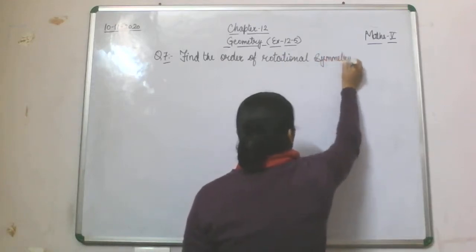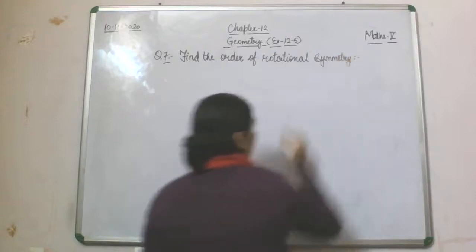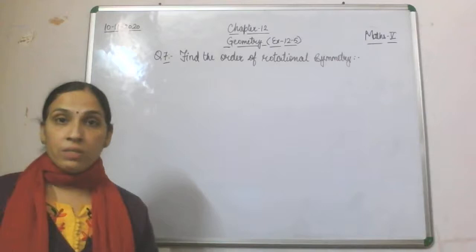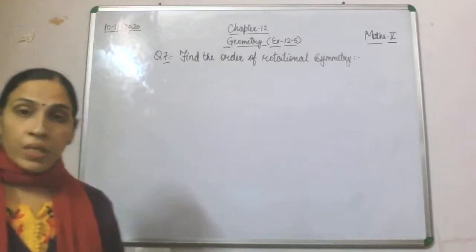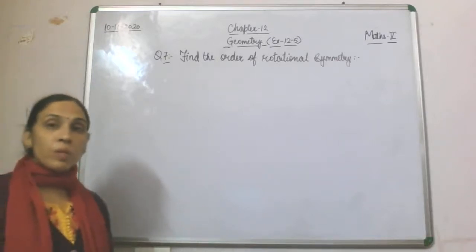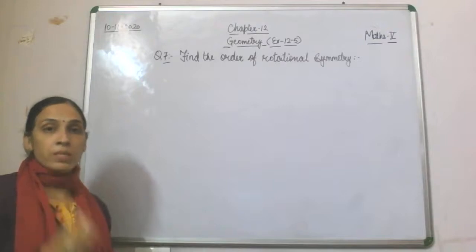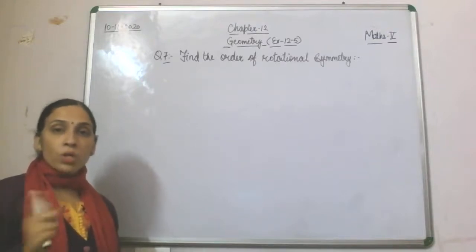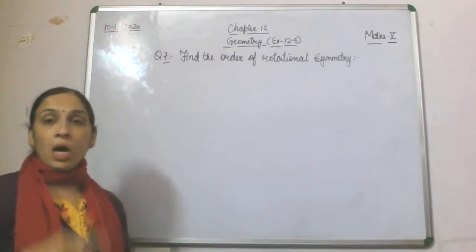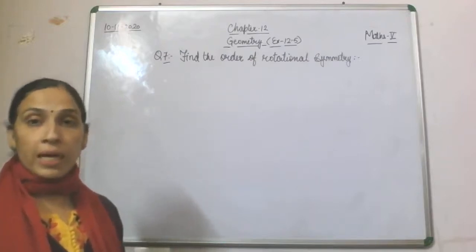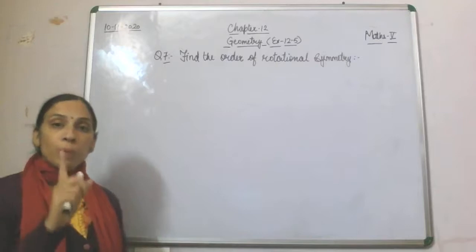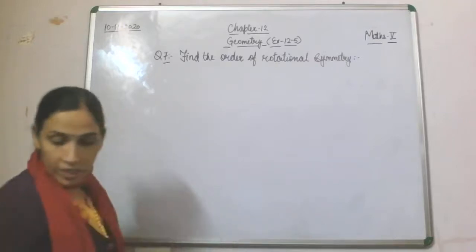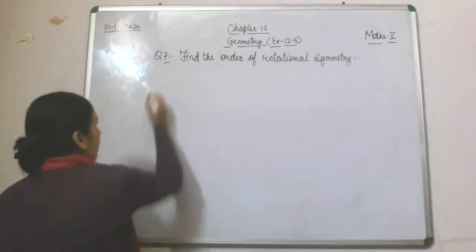Now you have been given some figures, and you have to find the rotational symmetry in them. Now rotational symmetry, I have told you, is when you get the original position again, and that becomes the order of rotational symmetry. It means how many times you are going to rotate the given figure so that you get the original figure. So that is your rotational symmetry. So we'll start with the A part.